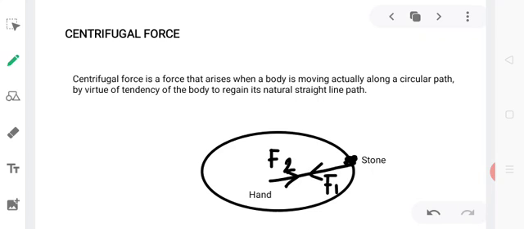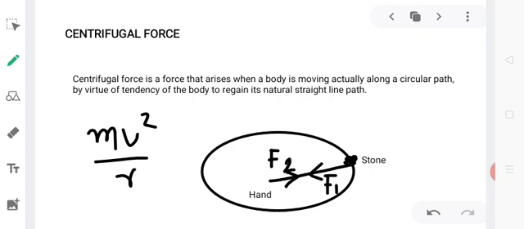Centrifugal force can be regarded as the reaction of centripetal force. As forces of action and reaction are always equal and opposite, therefore magnitude of centrifugal force is actually equal to mv square by r, which is same as that of centripetal force. However, direction of centrifugal force is opposite to the direction of centripetal force. That is, centrifugal force acts along the radius and away from the center of the circle.